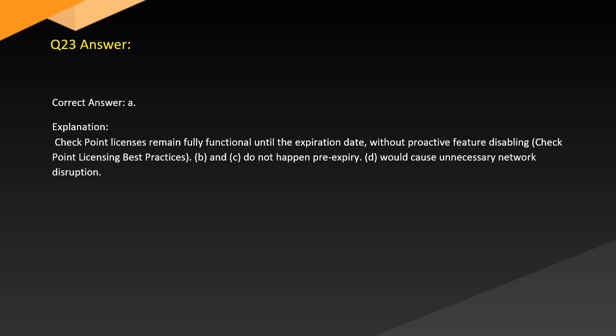Answer. Correct answer: A. Explanation: Checkpoint licenses remain fully functional until the expiration date without proactive feature disabling. Per Checkpoint licensing best practices, B and C do not happen pre-expiry. D would cause unnecessary network disruption.